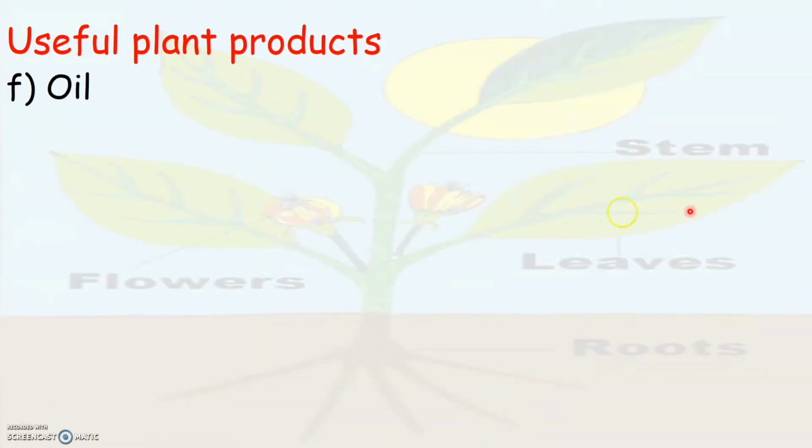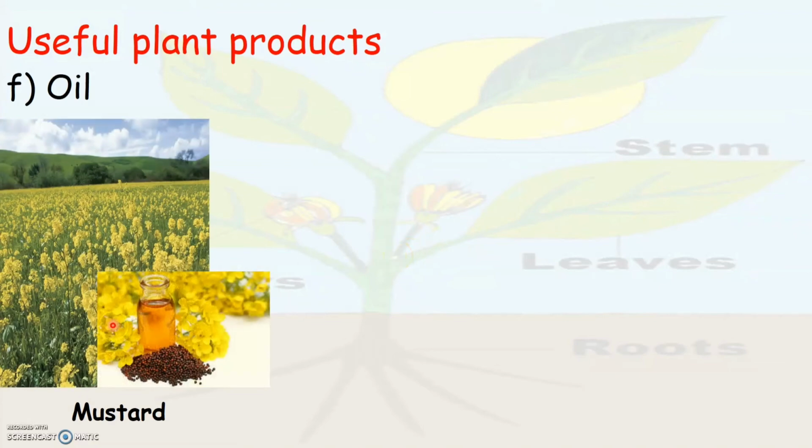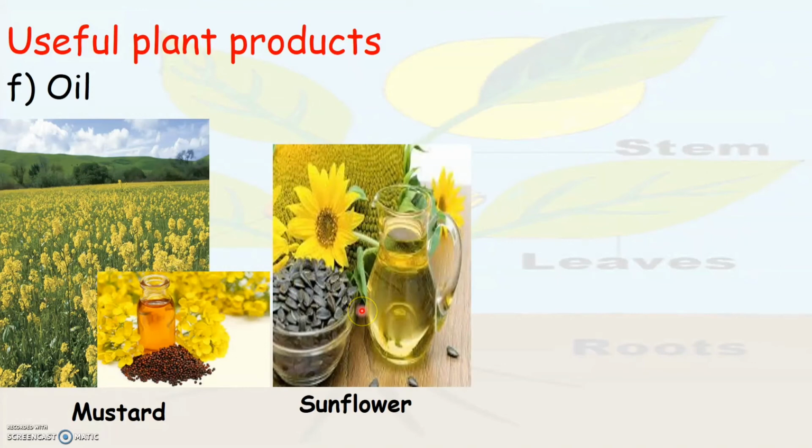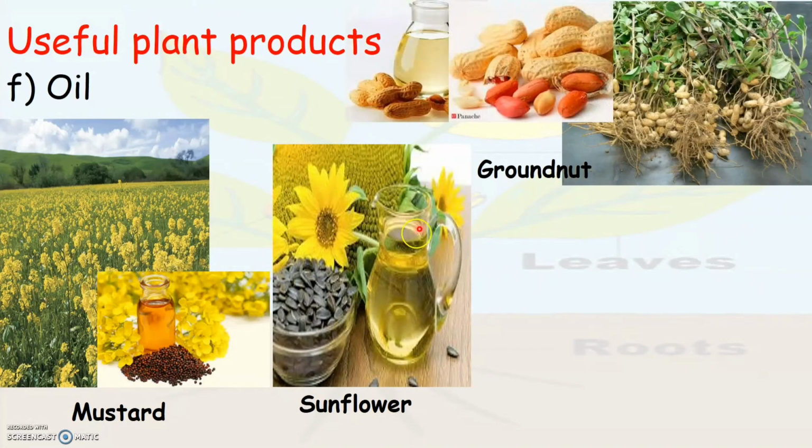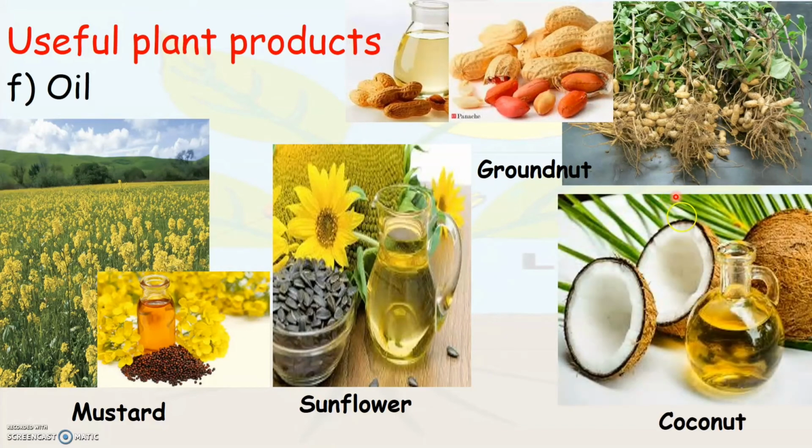There are different types of oil available. Oil like mustard oil, which is obtained from mustard, sunflower oil, which is taken from sunflower seeds, groundnut oil, which is taken from groundnut, and coconut oil. Now these are all plant products which are obtained from their respective plants.